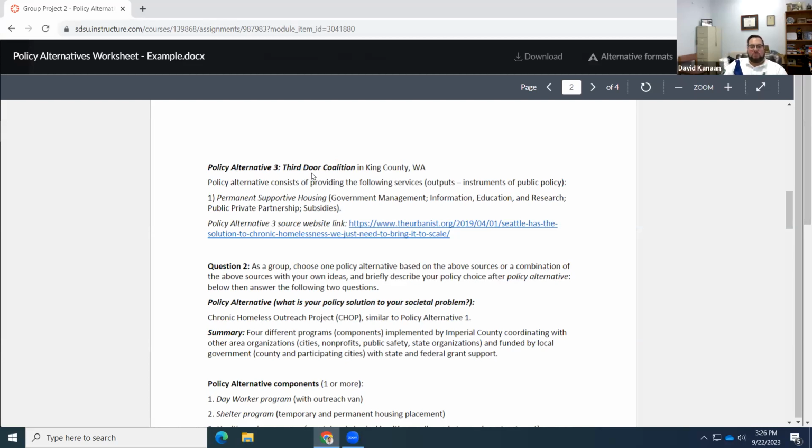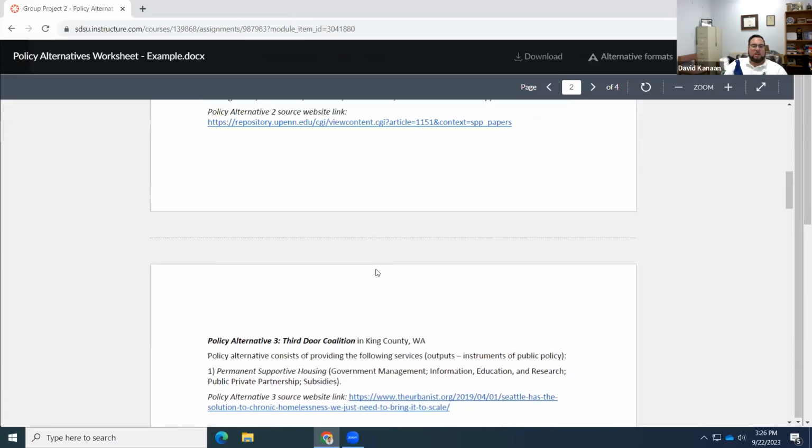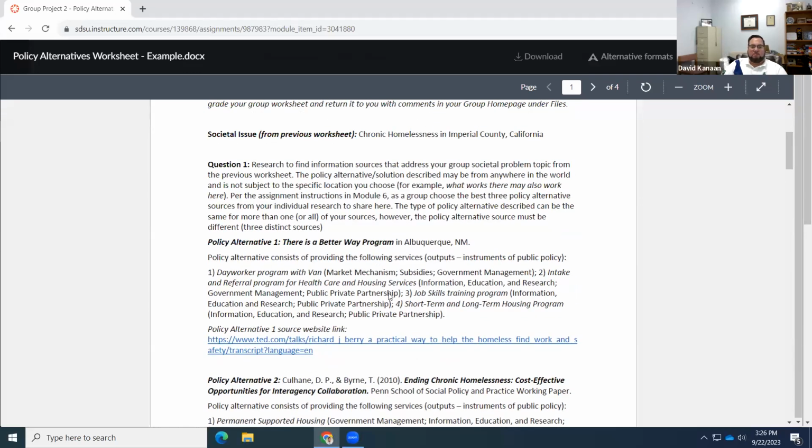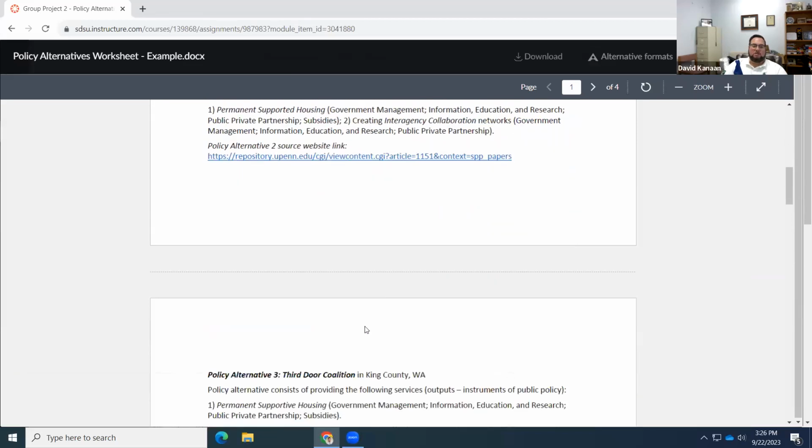So policy alternative 3, Third Door Coalition in King County, and this is permanent supportive housing. That's government management, and it's very similar subsidies. And there's just one component here, and there's the link. And you're done. So if you have 3 group members, then probably one of you should have one for each.